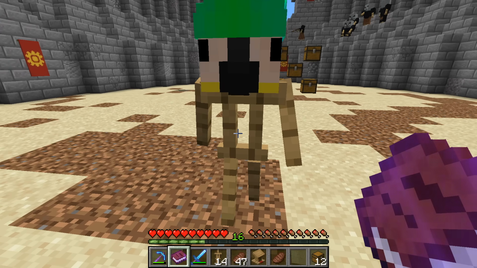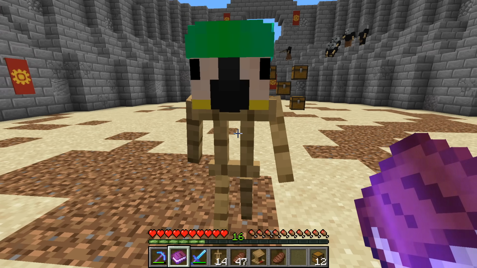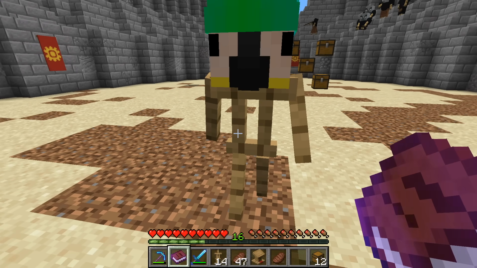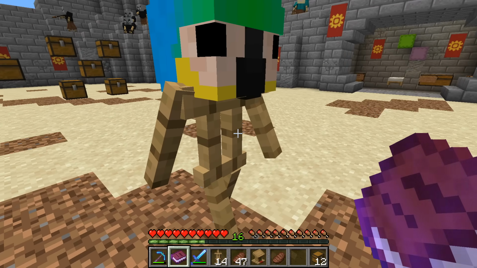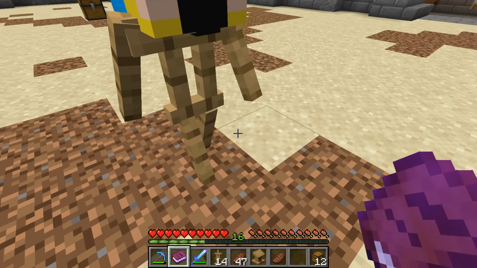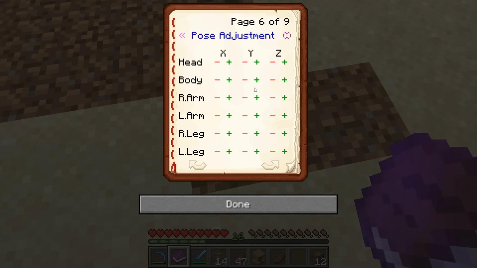Now, this thing is trial and error, okay? And people are going, do you just spend time just messing around with it? Yes, that is exactly what I do. It takes a long time to figure out how each of these things affects, because I'm not going to lie to you, each of these X, Y, Z coordinates, hang on, let's find it, affects each body part differently.